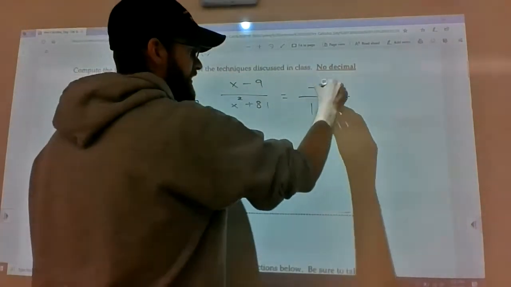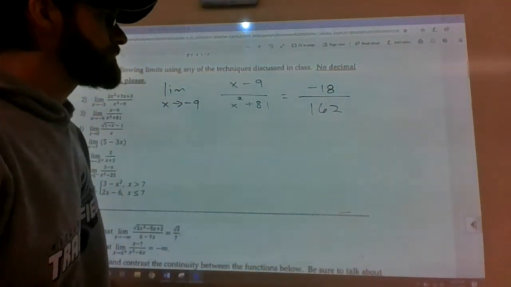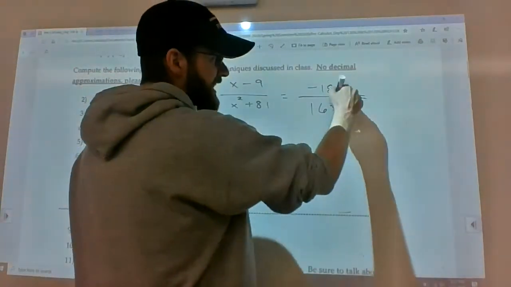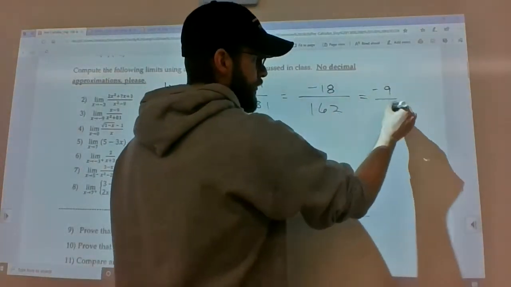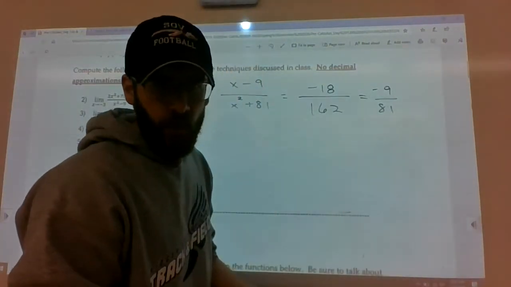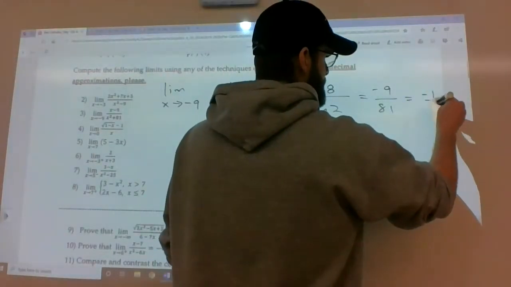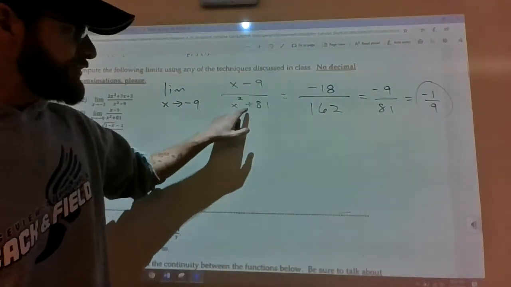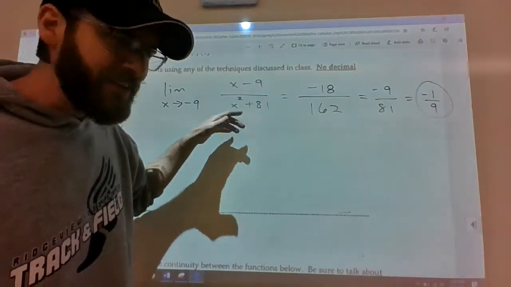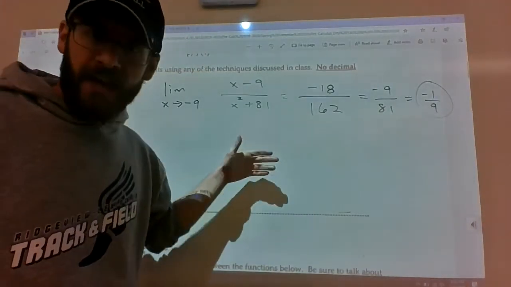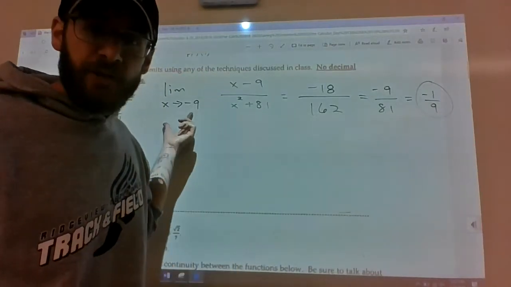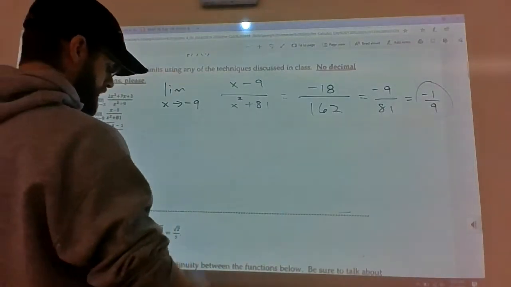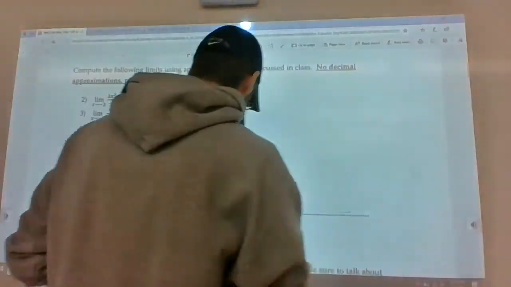-9 minus 9 is -18. And then that should simplify because they're both even, so I can cut them in half. That's -9 over 81, and then -9 over 81 is -1/9. I think a lot of you would probably try to do a difference of squares factoring with this thing, like x minus 9, x plus 9, but it doesn't factor that way. And because it didn't create a domain issue, you can just plug straight in. That was number 3.